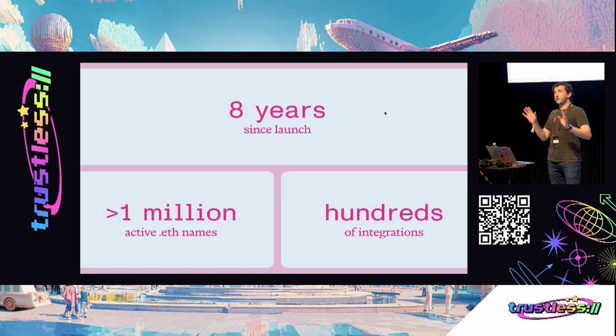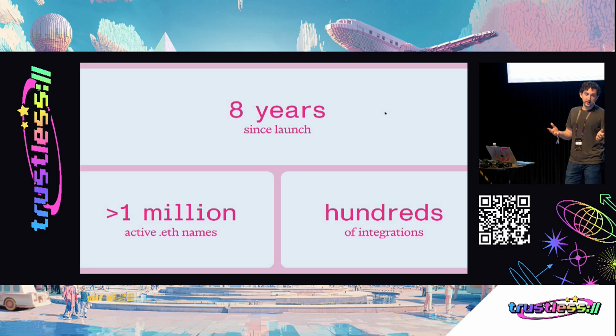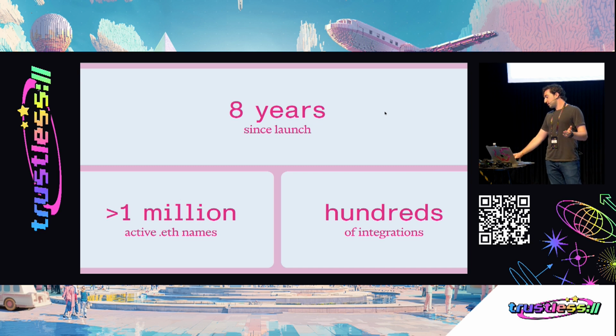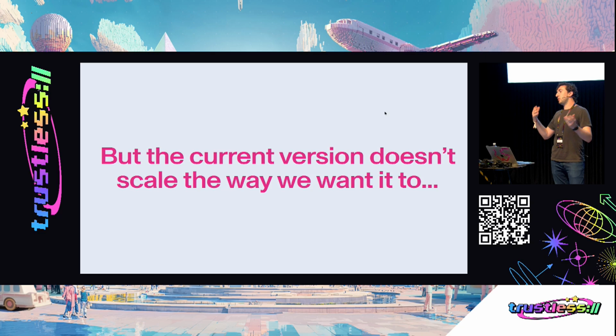Not to be too salesy, but ENS has been around for a while. There are over 1 million active .eth names and hundreds of integrations. All of this is to say that it's worked pretty well so far. But in order to scale to what we want it to be, and for the average user to be able to use ENS and register a .eth name without understanding all of crypto, we need to improve.